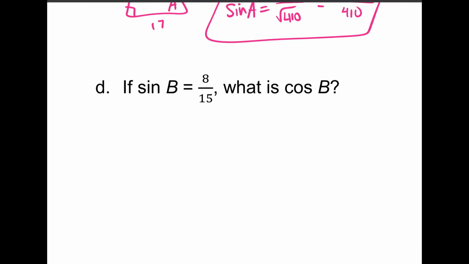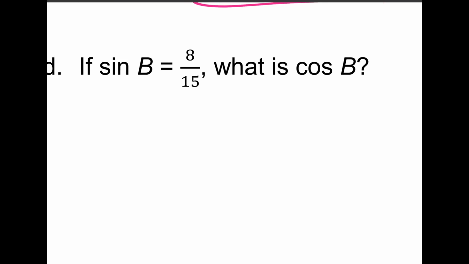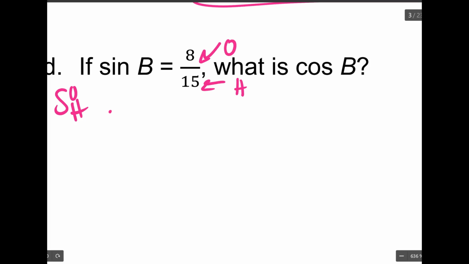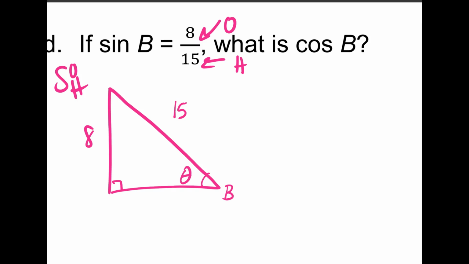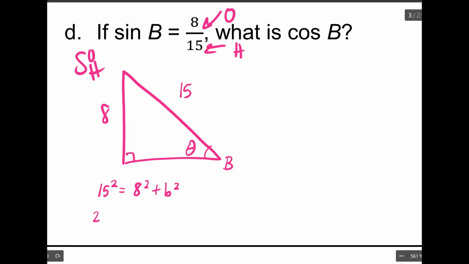All right, so try the next one. If sine of b equals blah blah blah, what is cosine? Okay, so I know SOH CAH TOA. So this is my hypotenuse. This is my opposite side. So here's the angle I'm interested in. Opposite's 8, hypotenuse 15. 15 squared equals 8 squared plus, let's just call it b squared. 225 equals 64 plus b squared.